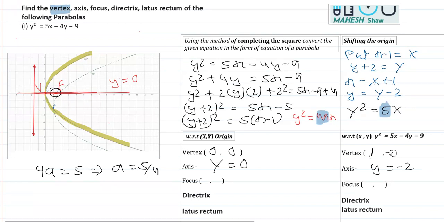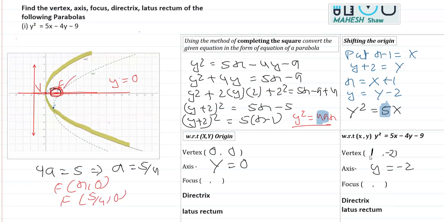The next is focus, and to get the focus, that's most important here. You can see the focus for this form of parabola. You know that the focus is A only. That means here the focus will be in the form of x, 0. You must be familiar with a parabola of this type. So x, as you know, is positive 5/4 in this case. So 5/4, 0.